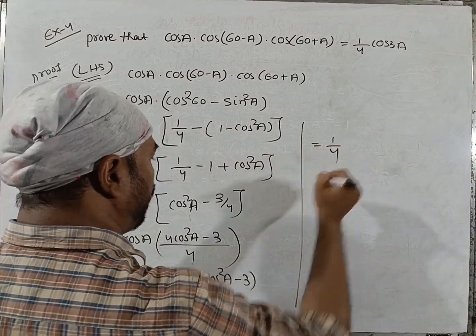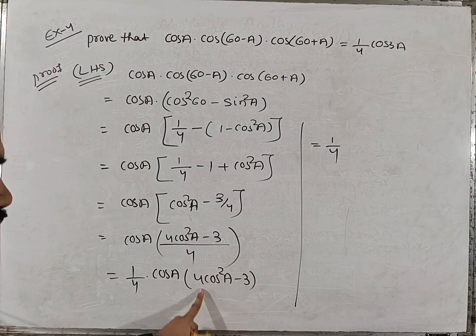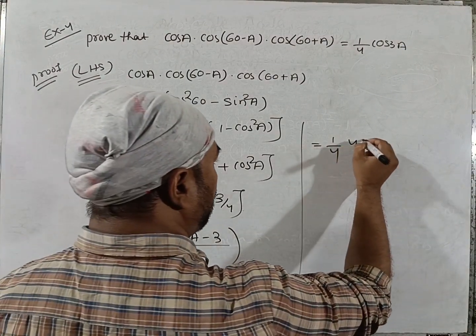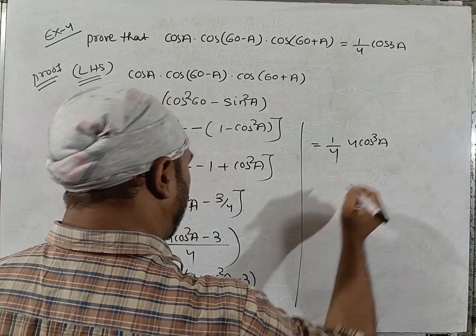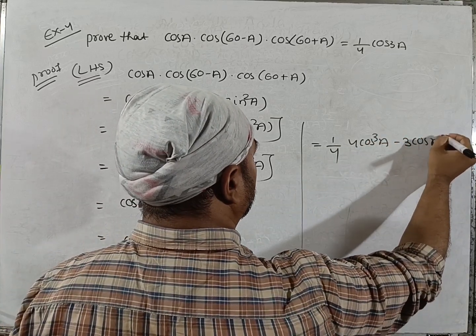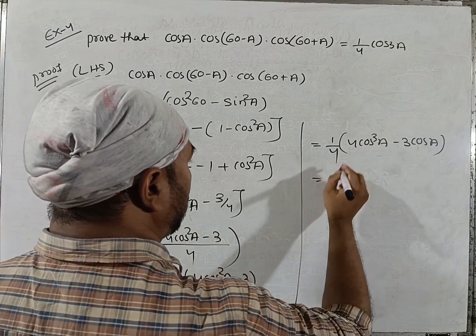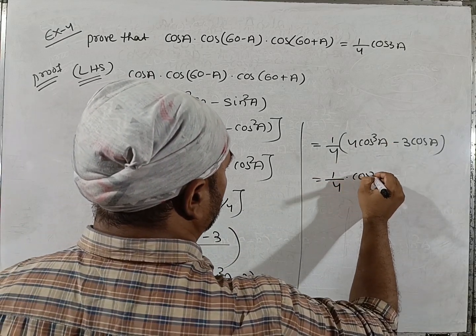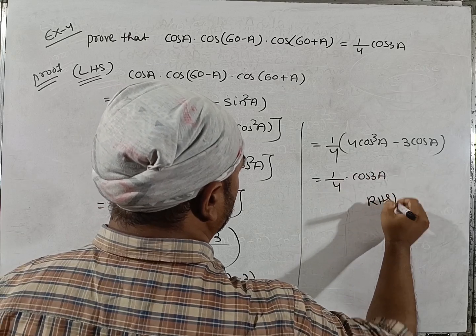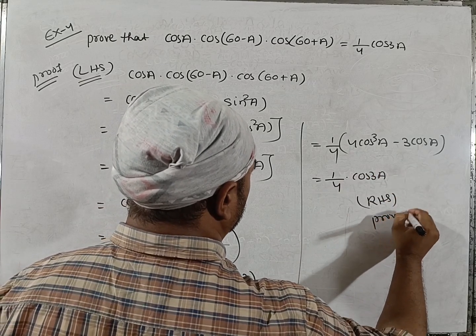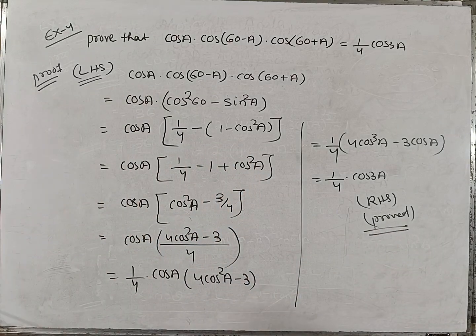Then it will be 1 by 4, multiplying cos A with these two terms, we have 4 cos cube A minus 3 cos A, which is the value of cos 3A. So it is 1 by 4 cos 3A, and it is the required right hand side. So the problem has been proved here. Here it is the problem number 4. Similarly, you have to prove the problem number 5.